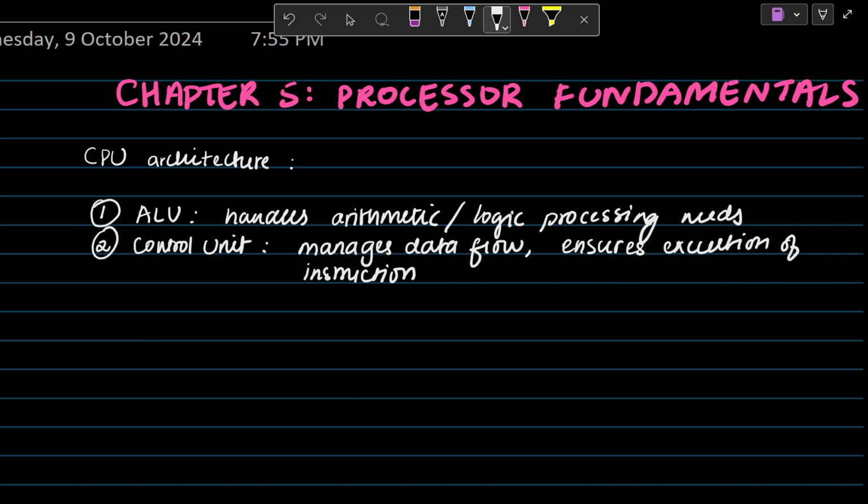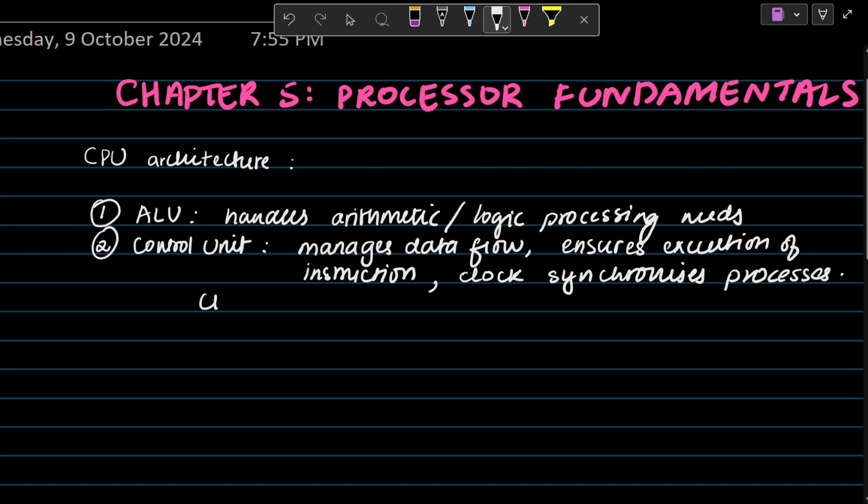Okay, so ALU handles the arithmetic and logic processing needs. Control unit manages data flow, ensures execution of instructions, and the clock. Okay, there's basically a clock which synchronizes processes. Now under this clock part, clock comes under the control unit.